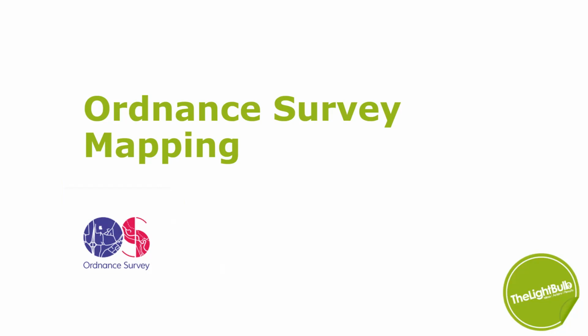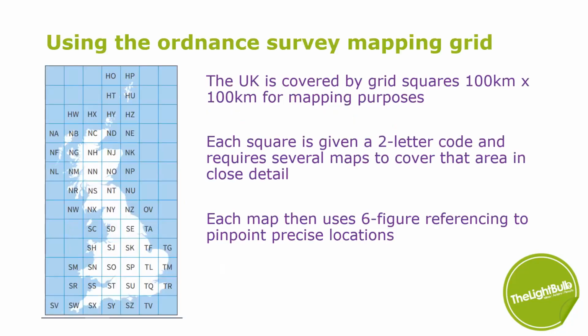So it's a slightly different way of referencing coordinates that allows us to be a little bit more precise. But it will certainly be useful if you're ever out on the hills and you need an emergency rescue. Anyway, let's have a look at this. It starts off with the fact that the UK is covered by grid squares for mapping purposes. Each of these squares covers an area of 100 kilometers by 100 kilometers. And you can see there the country is broken up into lots of these different squares. Some even are out in the oceans.